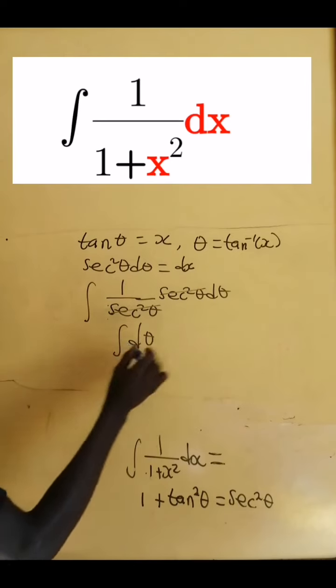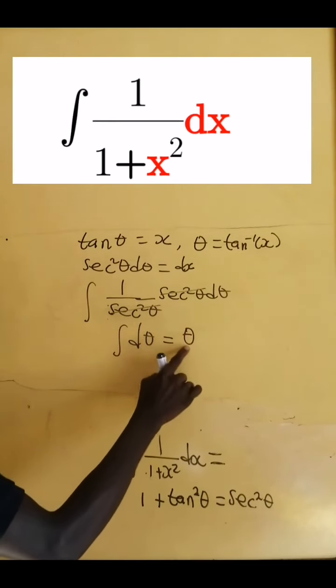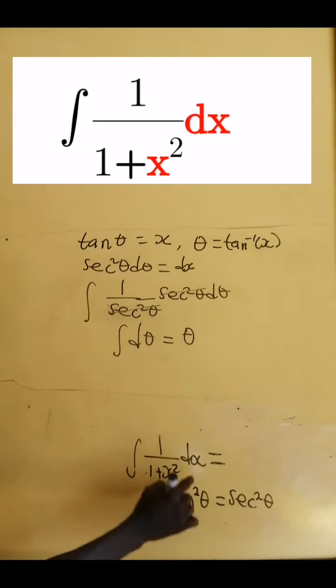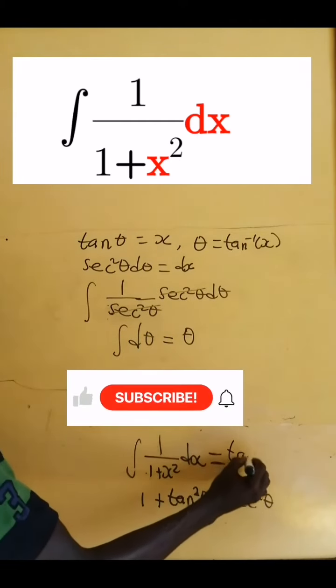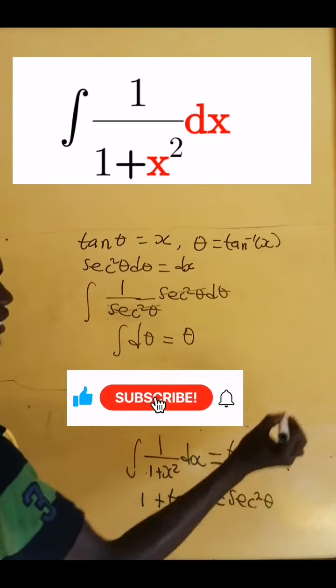If we integrate d theta, we get theta. But theta equals tangent inverse of x. Hence, the integral of 1 divided by 1 plus x squared dx equals tangent inverse of x.